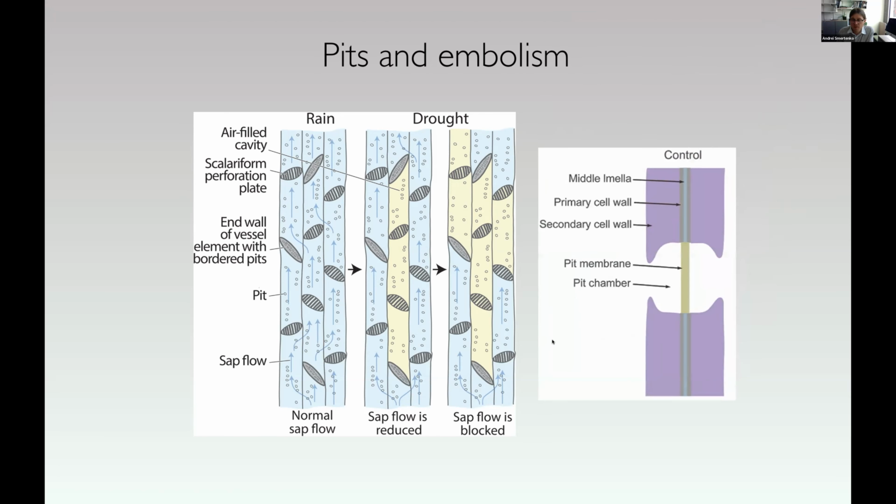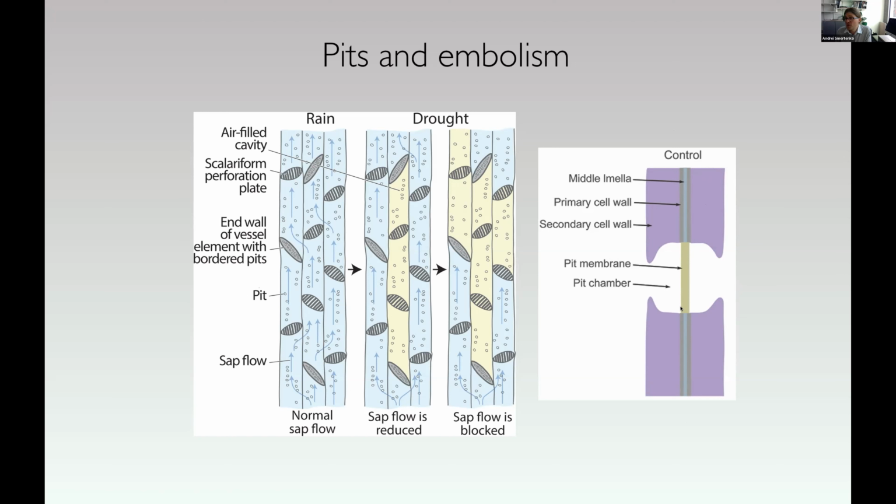And so we are interested in understanding how pit morphology affects the spread of embolism from one cell to another. So this is just a cartoon showing the morphology of a typical pit. We have a pit membrane that's formed by a secondary cell wall. And inside we have a pit membrane that is essentially a modification of the primary cell wall and the middle lamella.